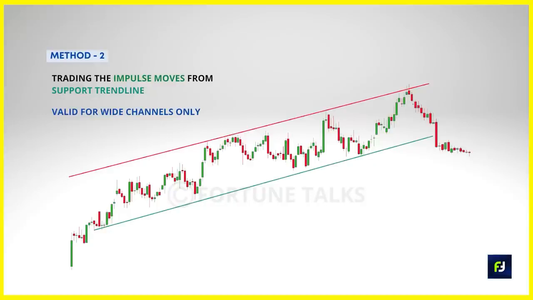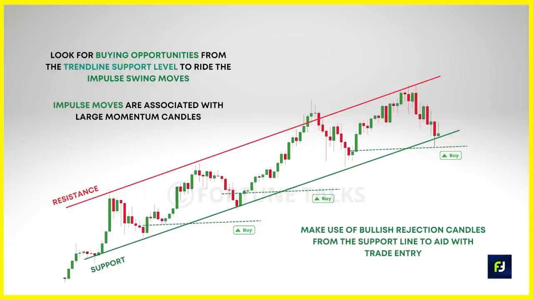The idea here is to trade the impulse move or simply to trade in the direction of the trend. All you have to do is to look for buying opportunities from the trend line support level to ride the impulse moves, because impulse moves are associated with stronger momentum candles and you will be trading along with the market price flow.